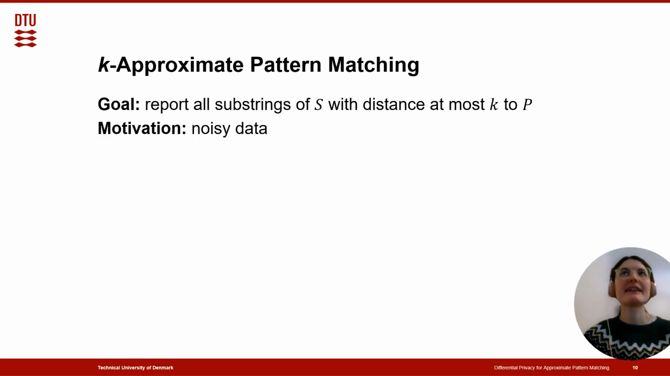In this work, we study a variant of the classic pattern matching problem, which is called the k-approximate pattern matching problem. Here, the goal is to report all substrings of S with a distance at most k to P. This is a well-studied problem in string algorithms without privacy, since most of the real-world data is noisy. So the goal is to still be able to report patterns in the text, even if some mistakes might be introduced for some reason.